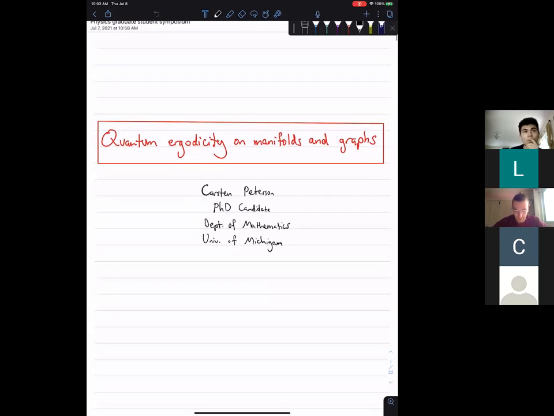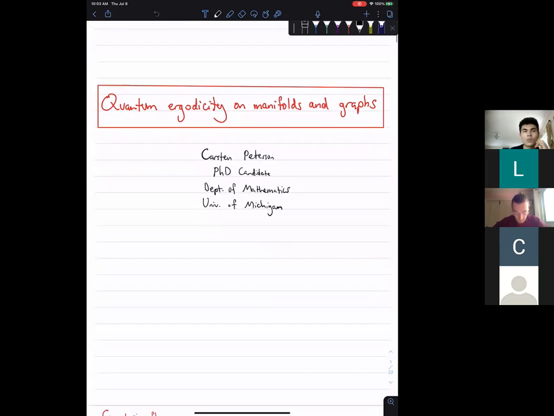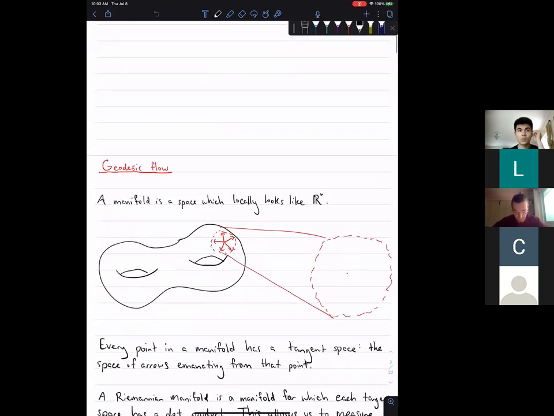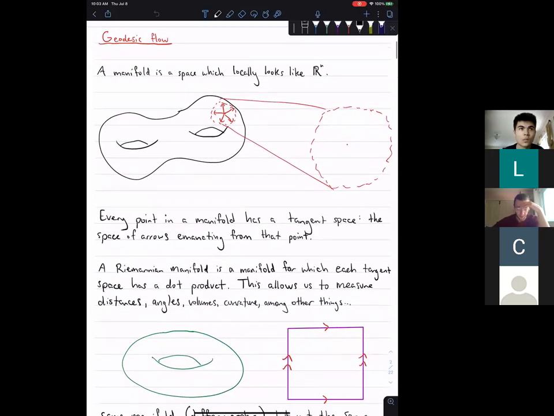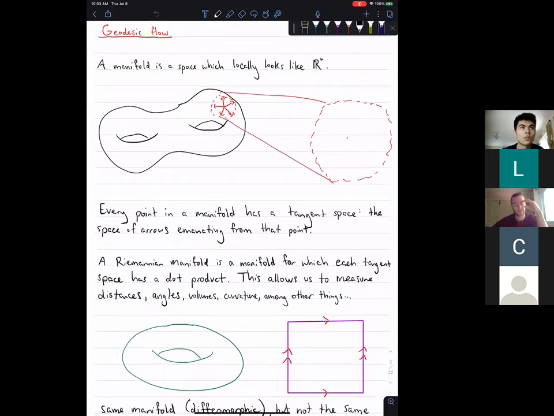So the title of my talk is Quantum Ergodicity on Manifolds and Graphs. And yes, that quantum is quantum in the sense of quantum mechanics. All right, so let me first introduce what's known as the geodesic flow, which occurs on a manifold. Again, I'm not entirely sure what a typical physics grad student knows, but I'll try to at least give the intuition for most of the objects I'm going to deal with.